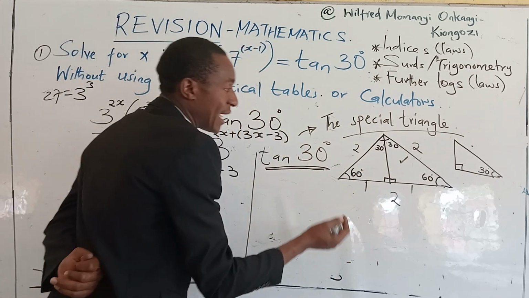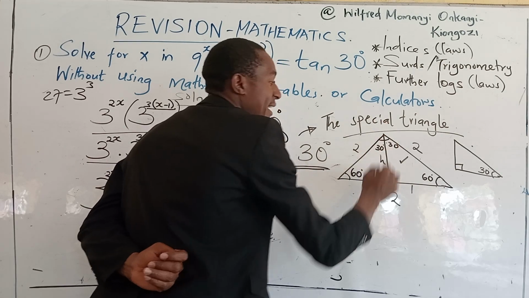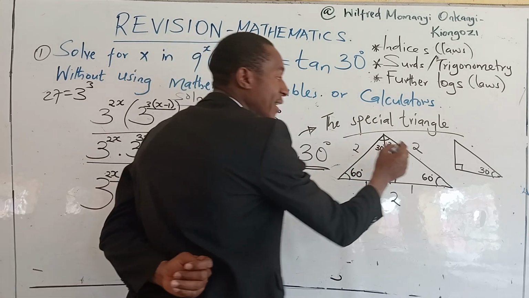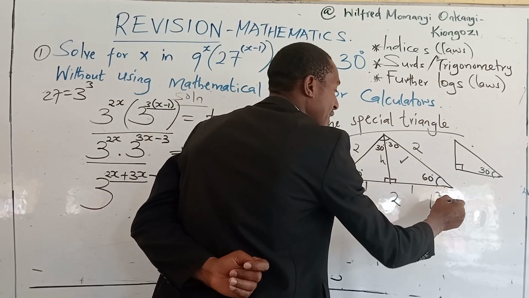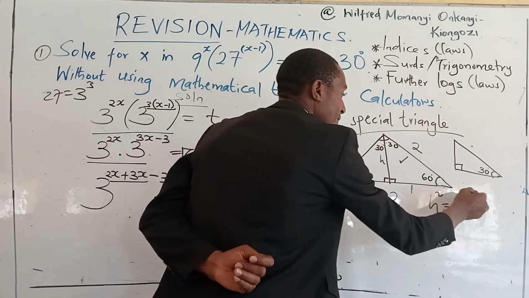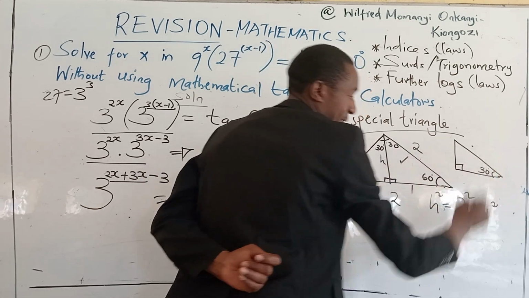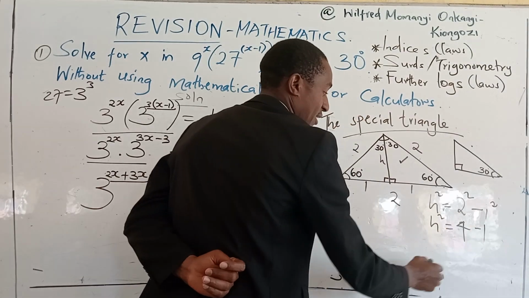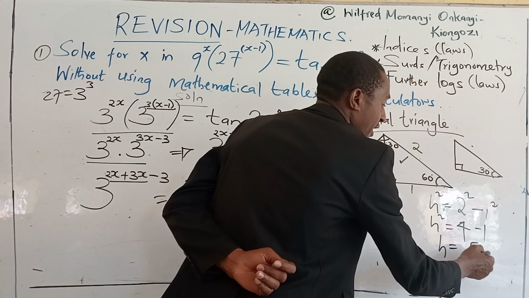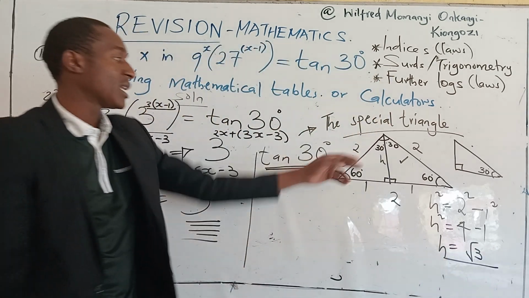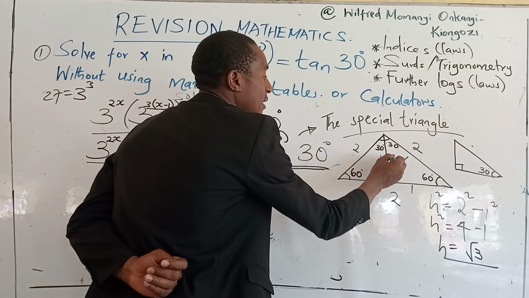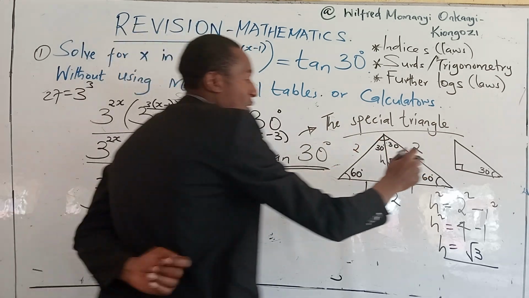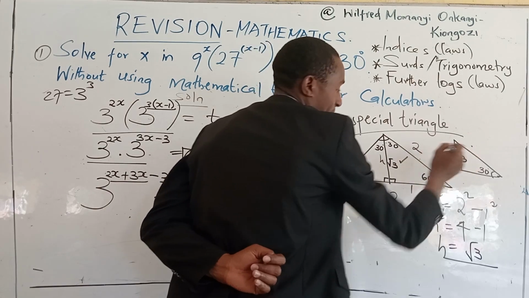So what am I doing? I'm looking for the value of this height here. So that height, we are going to apply the concept of Pythagoras theorem, which is h squared is equal to 2 squared minus 1 squared. So this is going to be h squared is equal to 4 minus 1. So h is going to be the square root of 3. So the height at the middle is going to be root 3. And it is going to apply in both triangles. So this is root 3.